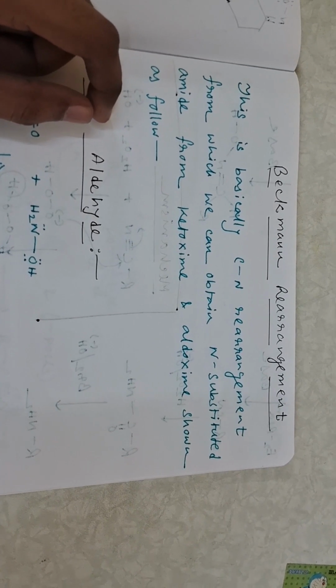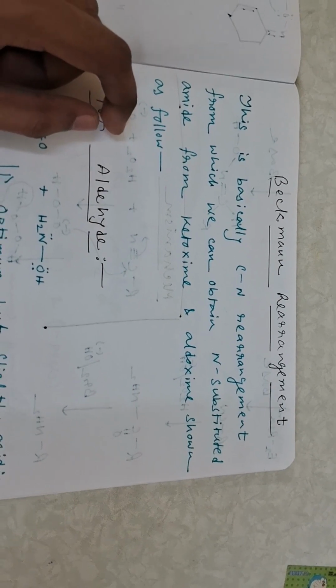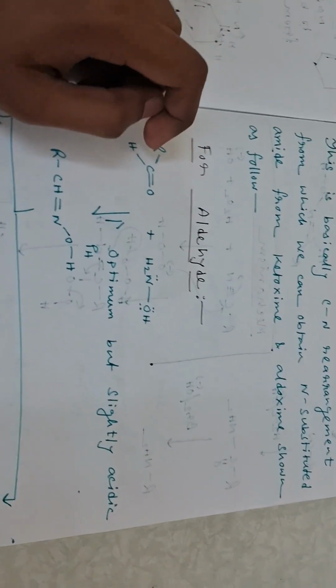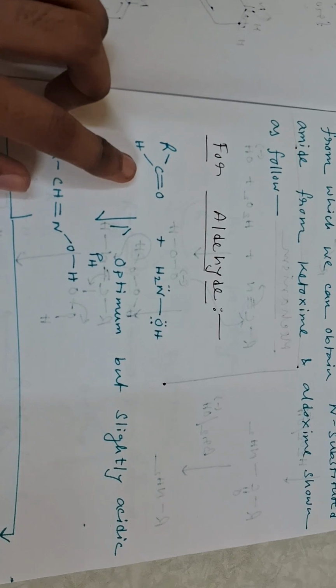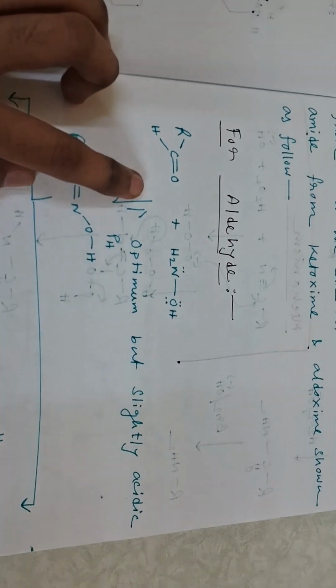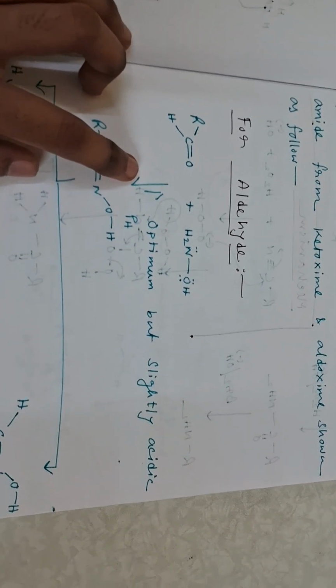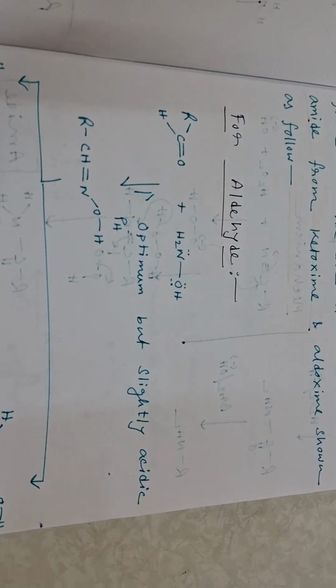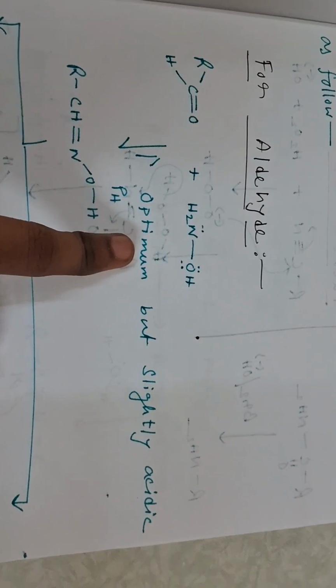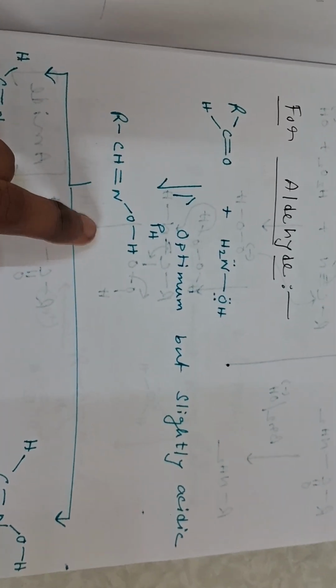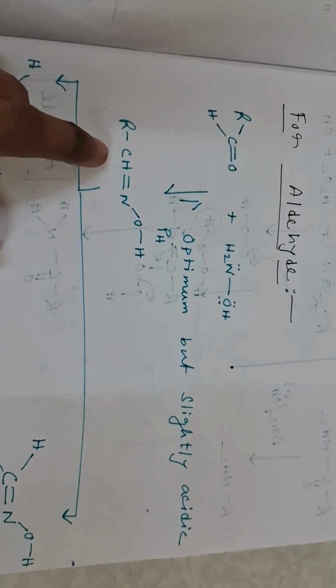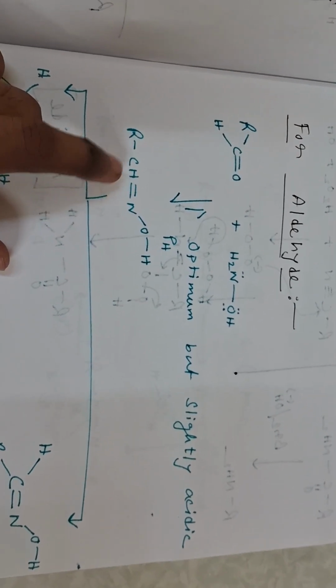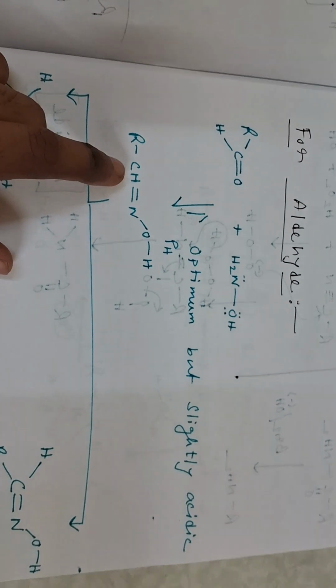So what is ketoxime and aldoxime? Let's see. You can see that I have written an aldehyde which is treated with hydroxylamine, and here we need to maintain the pH optimum but slightly acidic. From this reaction we can obtain aldoxime and its structure.